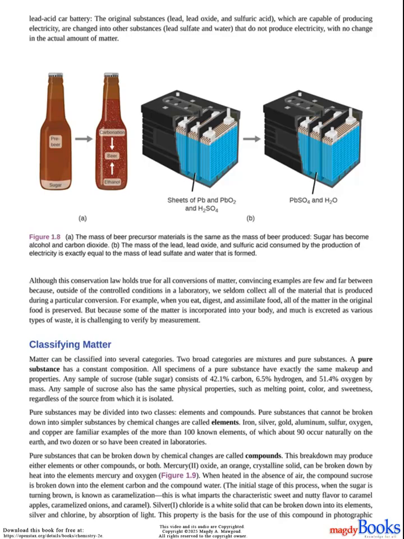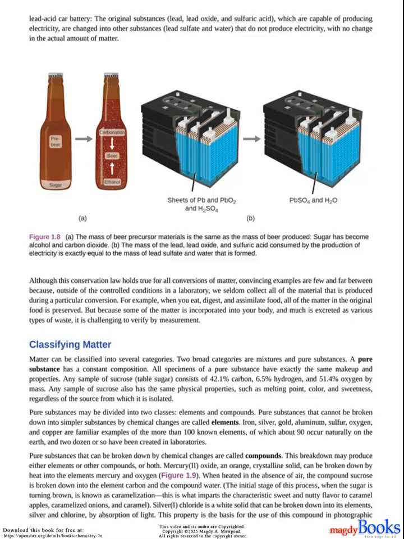Figure 1.8. A. Pre-beer: sugar, carbonation, ethanol, beer. B. Sheets of Pb and PbO2, and H2SO4; PbSO4 and H2O. Figure 1.8. A. The mass of beer precursor materials is the same as the mass of beer produced. Sugar has become alcohol and carbon dioxide. B. The mass of the lead, lead oxide, and sulfuric acid consumed by the production of electricity is exactly equal to the mass of lead sulfate and water that is formed.